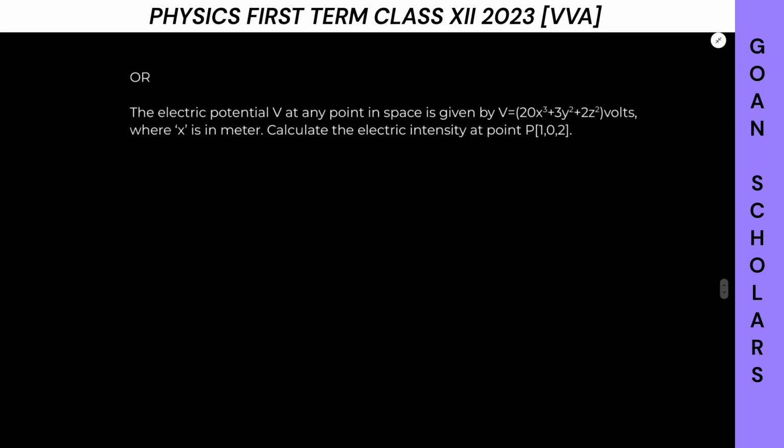Let's move to the OR part of this question. The OR part says the electric potential V at any point in space is given by 20x cube plus 3y square plus 2z square. Okay, this is our potential, where x is in meters. Calculate the electric field intensity at the given point P, which is 1, 0, 2.